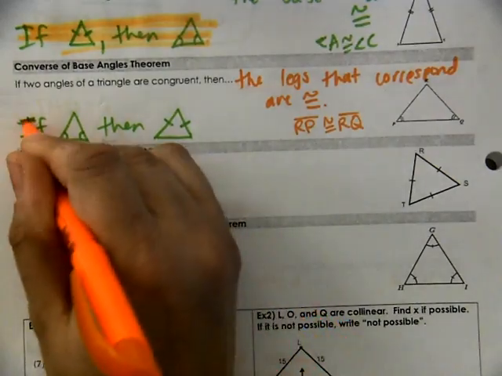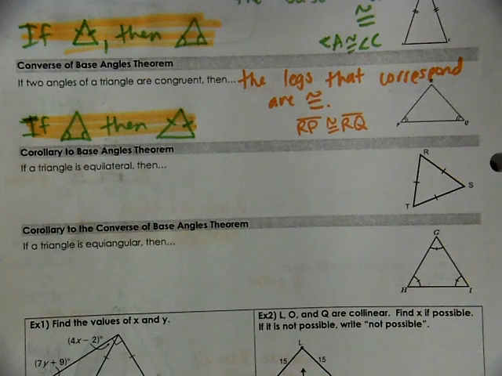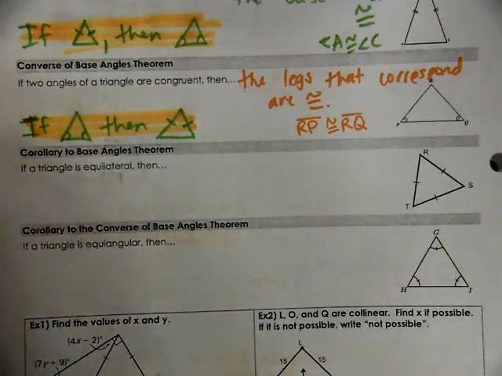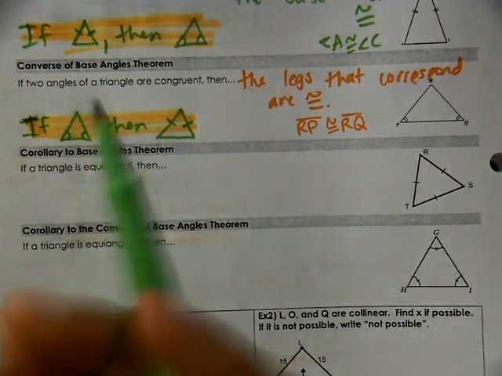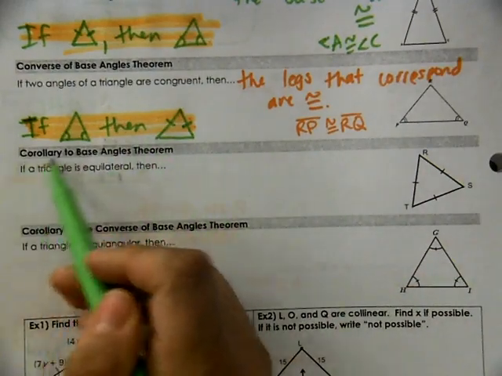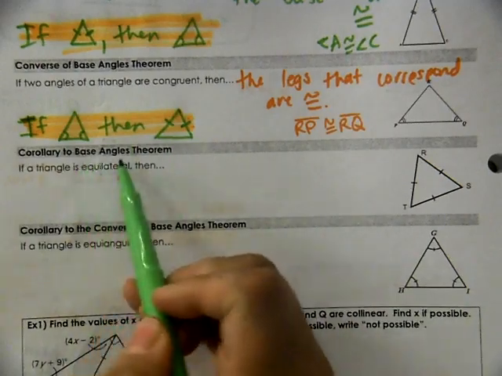Okay, and again, this is on your yellow sheet. I just showed you that it was the converse that we're working with. So it's the converse of the base angles theorem. Then we have two new ones that we didn't mention on the front page because it was more of an extension of the base angles theorem. It talks about this thing called a corollary. A corollary is just more explanation of the base angles theorem.